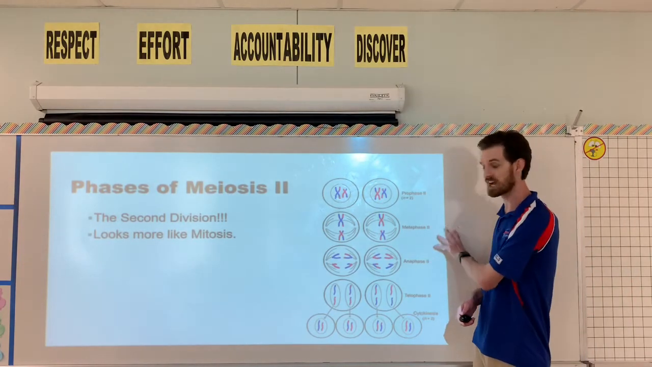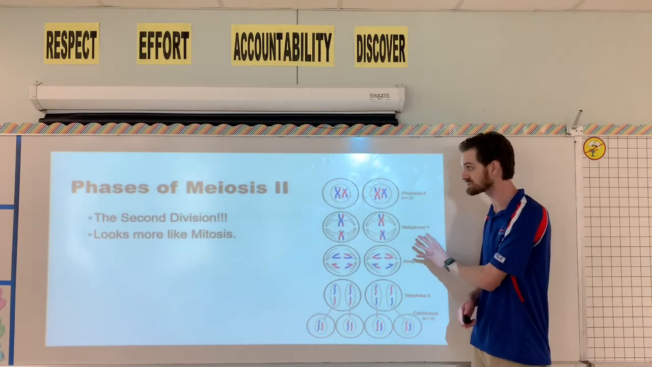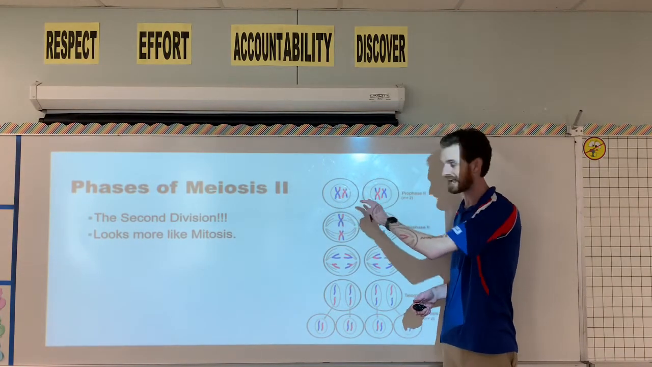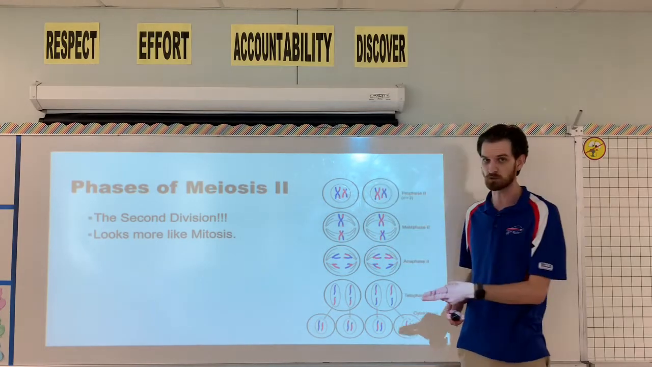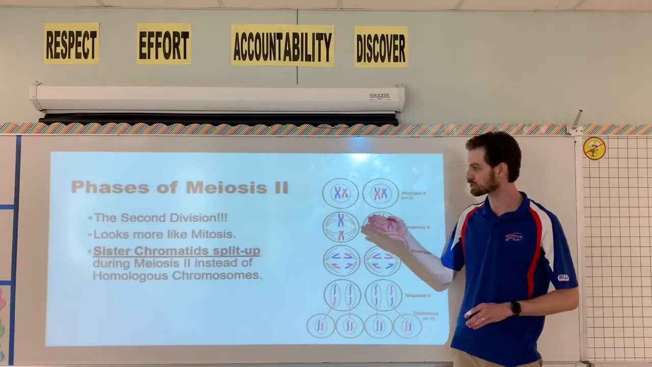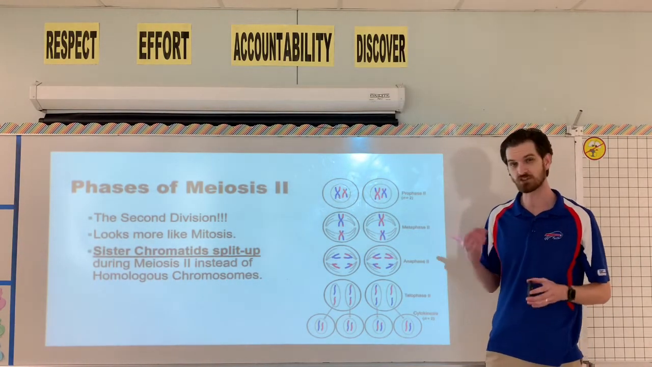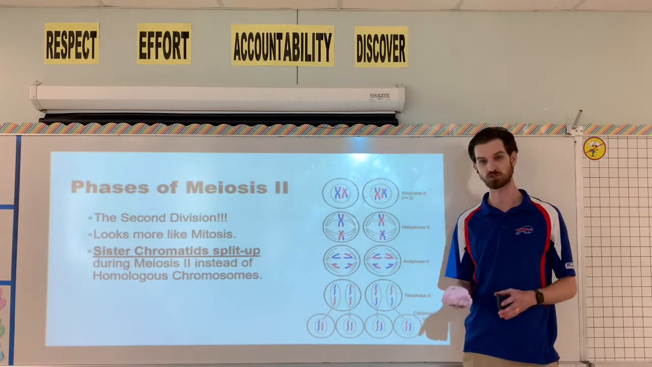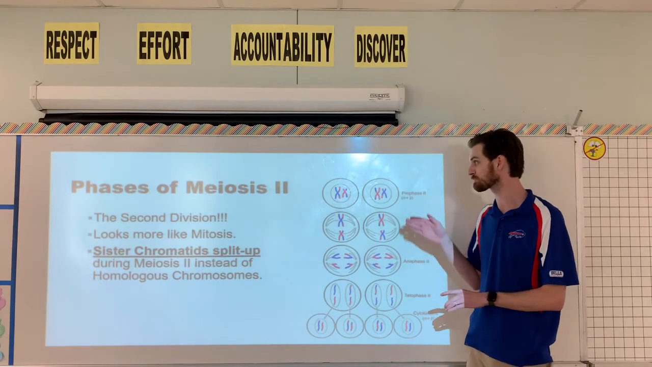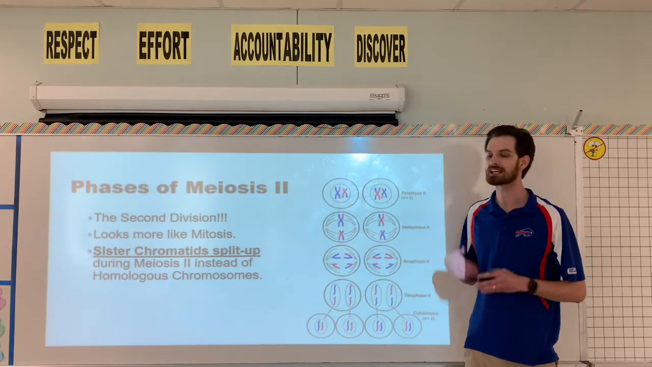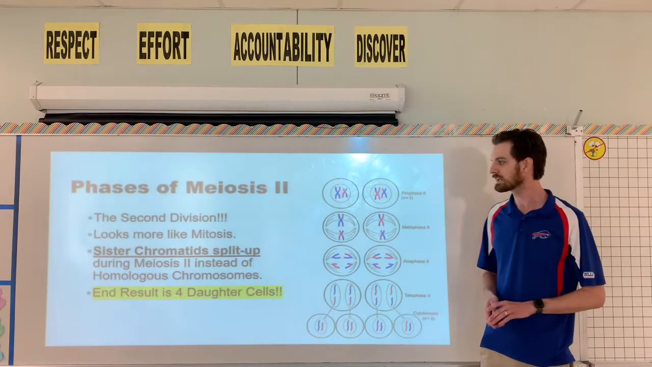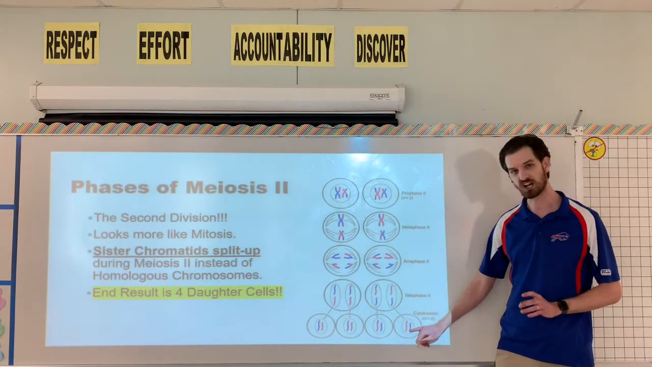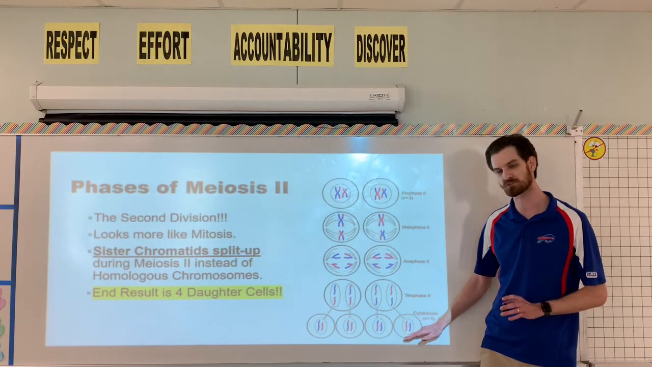So this looks identical to mitosis. The only difference is instead of, in this case, starting with 4 chromosomes here, it started with 2. It started with a haploid set instead of what's called a diploid set, okay? So the sister chromatids are what's split apart instead of those homologous chromosomes. Remember, homologous chromosomes are split apart in meiosis 1. Sister chromatids are split apart, kind of just like mitosis, in meiosis 2. Okay? So the end result here, the big idea, is that you end up with 4 daughter cells that have half the chromosomes of what you started with.